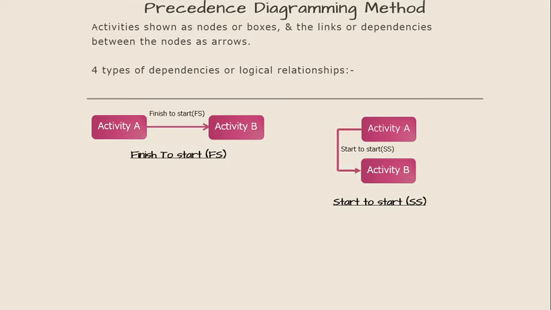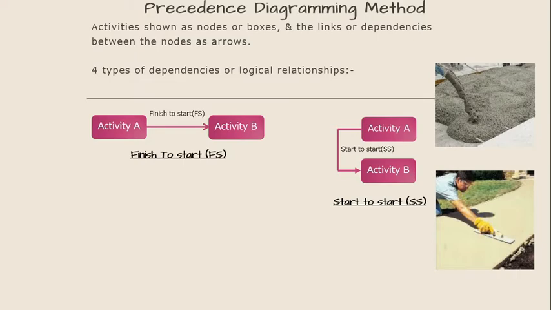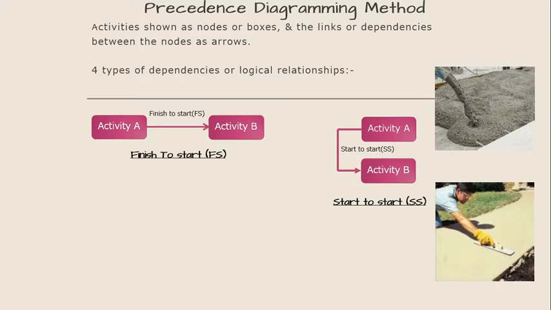A logical relationship in which a successor activity cannot start until the predecessor activity has started. For example, level concrete, which is a successor activity, cannot start until pour concrete, which is a predecessor activity, has started.